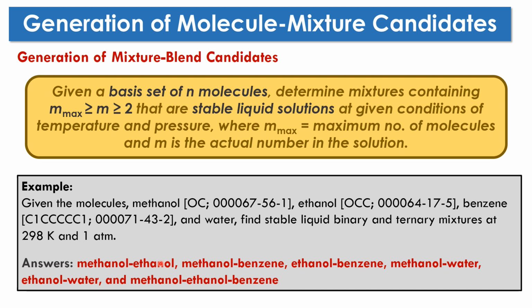We have methanol and ethanol, methanol and benzene, ethanol and benzene, and methanol, ethanol and benzene. These are examples of stable liquid mixtures. So how do we know that these mixtures are stable? Okay, here is how we can check it.